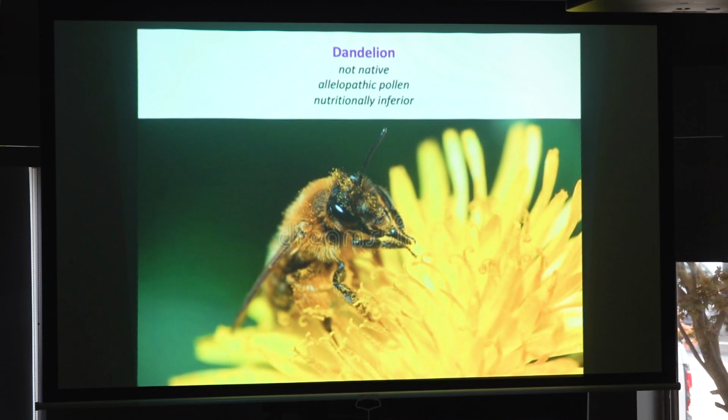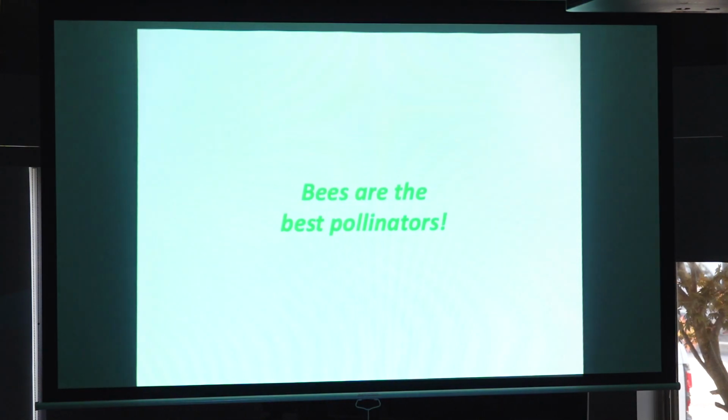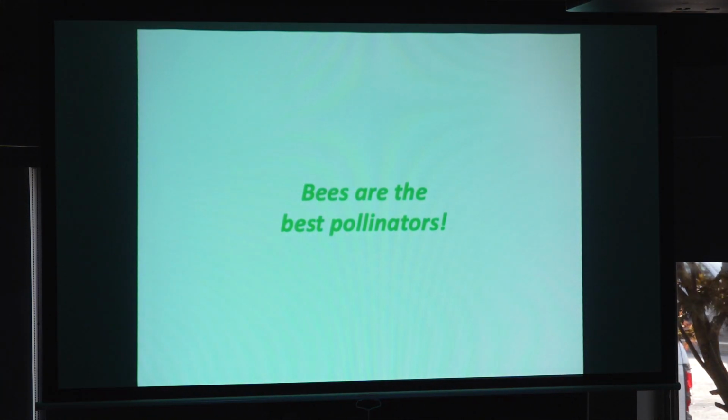And also, the pollen from dandelion only has 4 amino acids out of the 20-some that they need, so it's really kind of junk food for the pollinators. Yeah. Bees are the best pollinators. Why? Because their bodies are hairy, kind of. The pollen sticks to them, and they are actively gathering pollen and nectar.